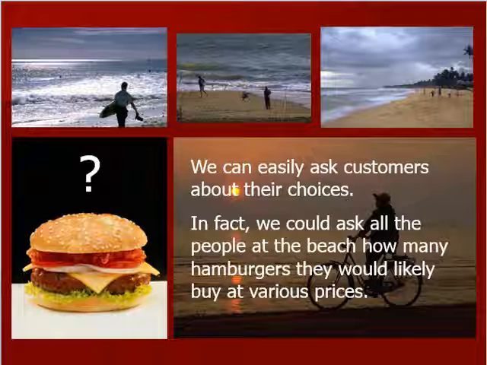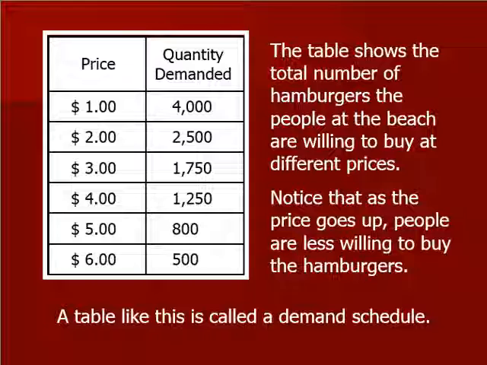So we can easily ask customers about their choices, and you can survey all the people on the beach and ask them how many hamburgers they would likely buy at various prices. If you look at the chart on the left, it'll tell you the total number of hamburgers the people at the beach are willing to buy at different prices. If you notice, as the price goes up, people are less willing to buy the hamburgers.